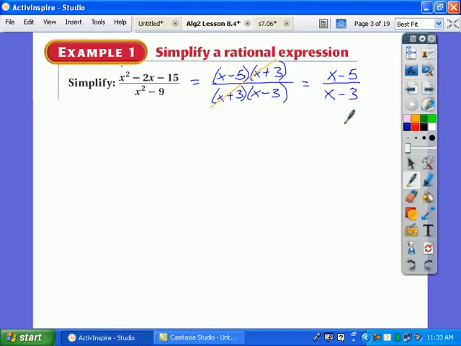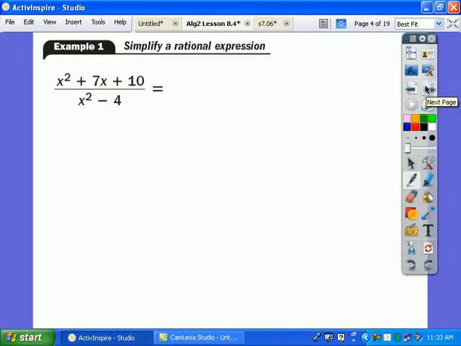But of course, 20 minus 5 is 15. 20 minus 3 is 17. 15 over 17 is not 5/3. So it doesn't work. This is as simplified as you can go. And if you were to cancel out the x's, that's an order of operations violation. So don't do it. All right, here we go.